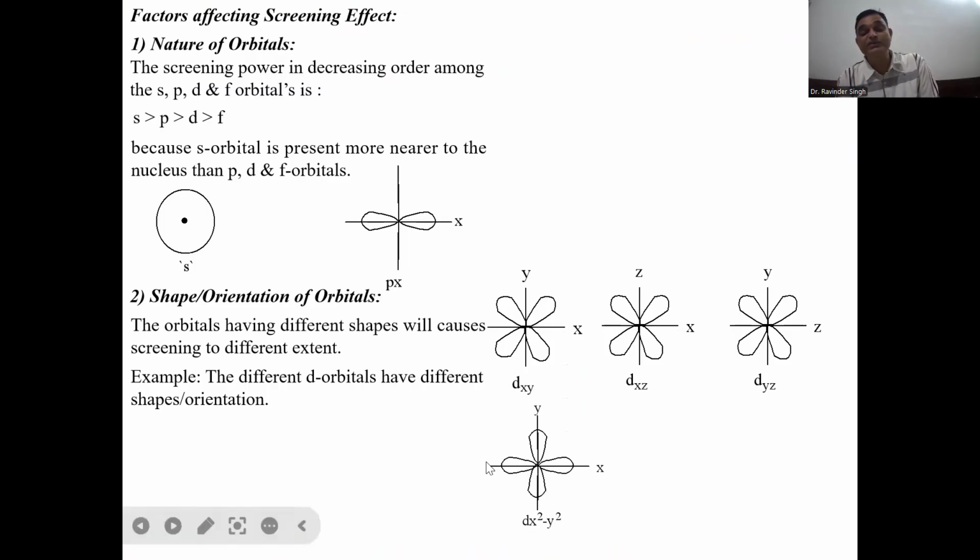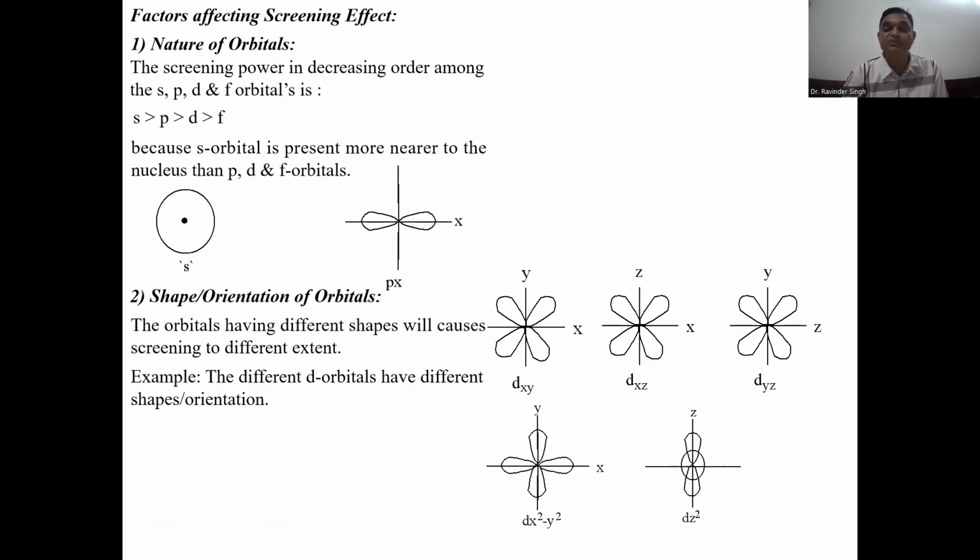Further, the next d orbital is dx square minus y square. Its shape is also a double dumbbell, but these two dumbbells are present on the x and y axes. As we compare dxy and dx square minus y square, both have two dumbbells, but in case of dxy, the two dumbbells are present in between the x and y axes, while in case of dx square minus y square, the two dumbbells are present on the x and y axes. So that's the difference. Next one is the dz square.